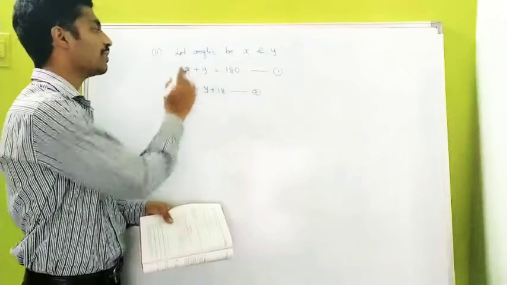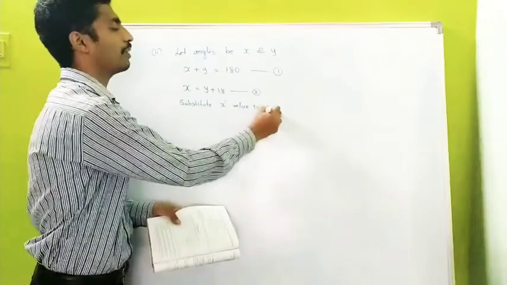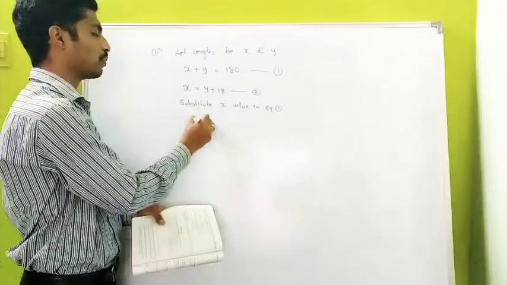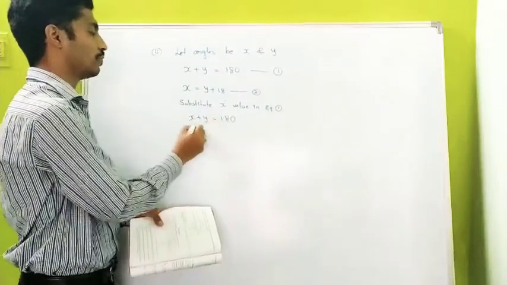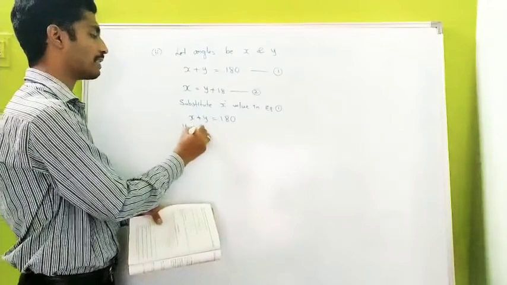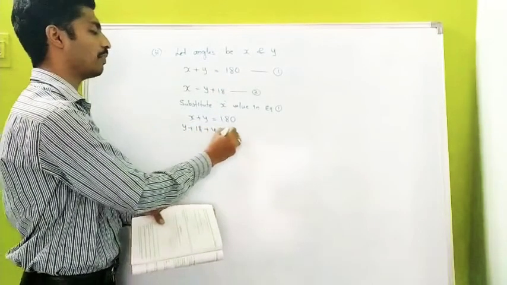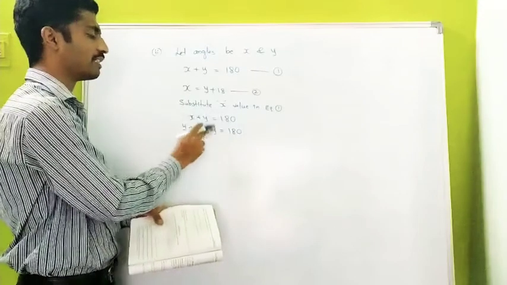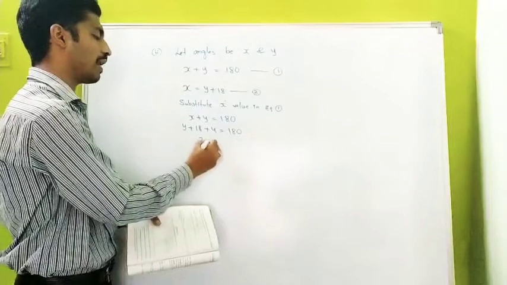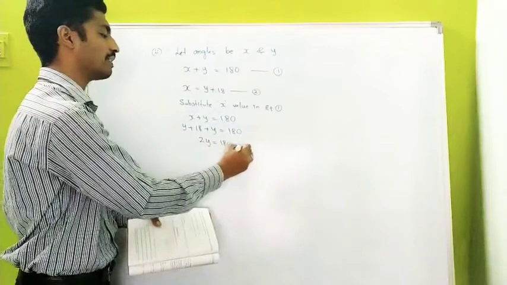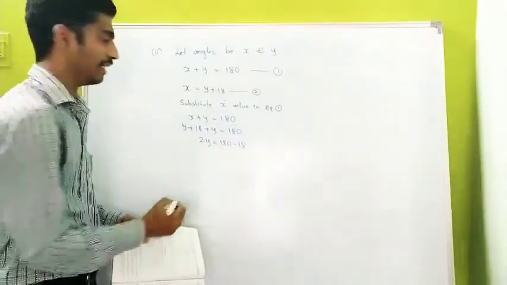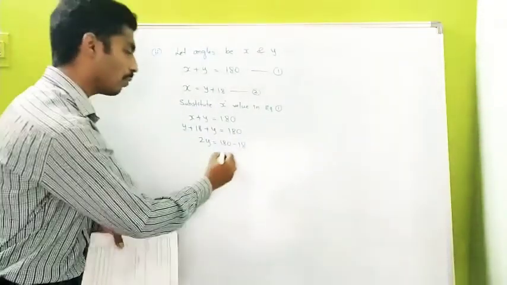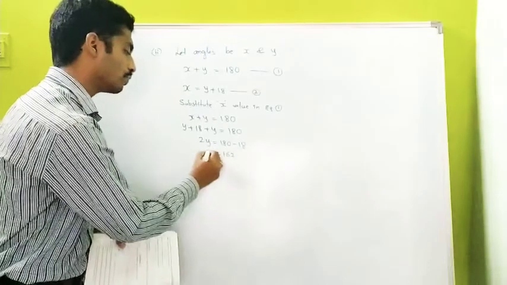So substitute this x value in equation number 1. x plus y equal to 180. What is x? x is y plus 18, plus y equal to 180. So y plus y is 2y equal to 180 minus 18. How much is 180 minus 18? 162.